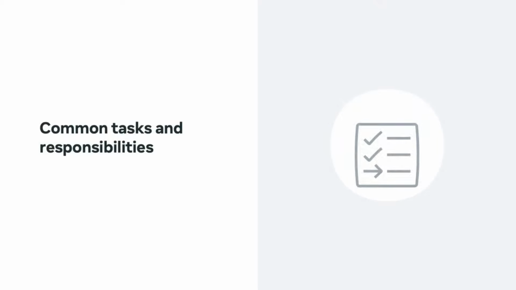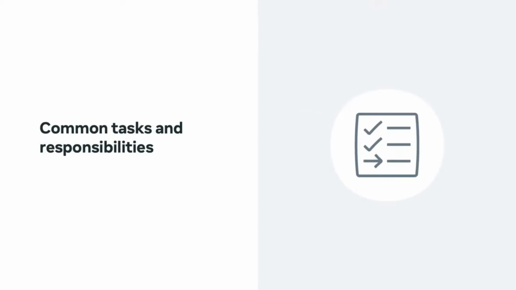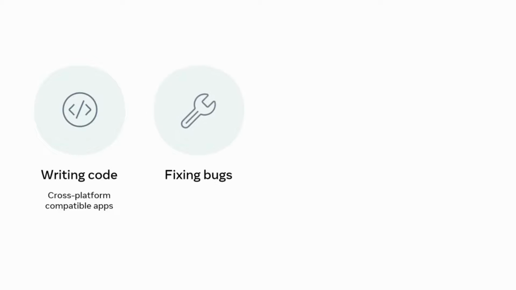What kinds of things does a cross-platform developer do? Well, job descriptions can vary greatly depending on the position advertised. Each company and even each project may require a different approach. Some of the common tasks and responsibilities shared by cross-platform developers include writing code, always a prime requirement of a developer, and it's especially important to have clean, readable, and error-free code when the aim is to create apps compatible with several operating systems.